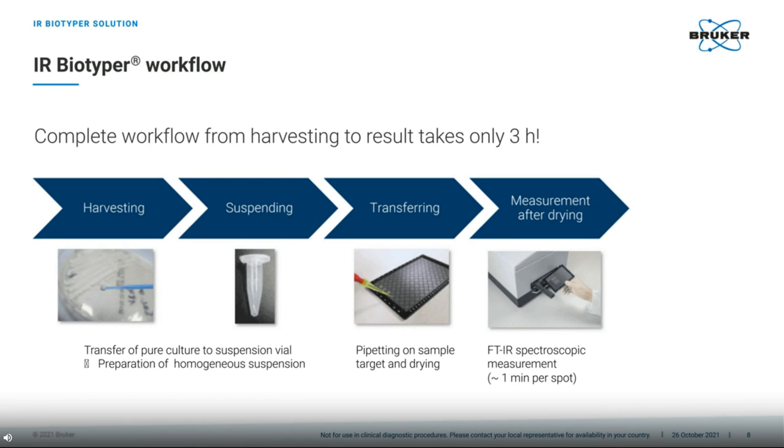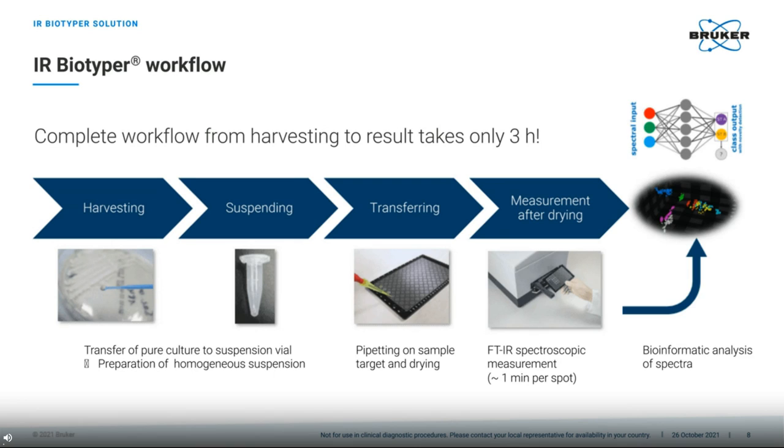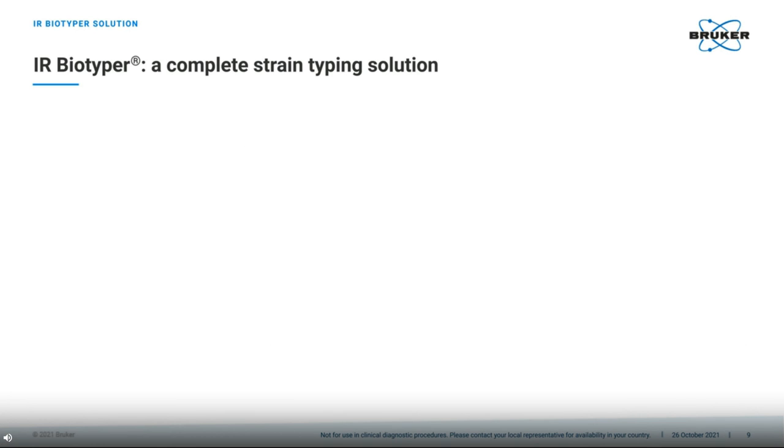Roughly 1 minute per spot is the time. So this means 1.5 hours for the pure measurement, and for the other sample prep steps, another 30 minutes to 1 hour. And then the most interesting step starts, of course, because the bioinformatic analysis is a very important step, where most of our energy is going to optimize this for our customers. So we think the IR Biotyper is a complete strain typing solution.